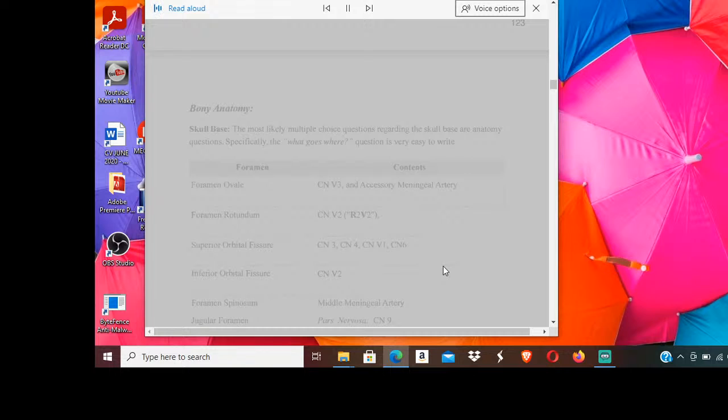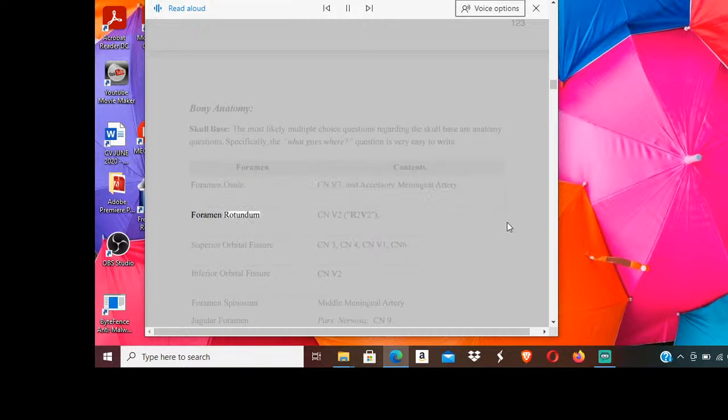123. Bony anatomy. Skull base. The most likely multiple-choice questions regarding the skull base are anatomy questions. Specifically, the what goes where question is very easy to write. Foramen contents: foramen ovale, CN V3, an accessory meningeal artery.